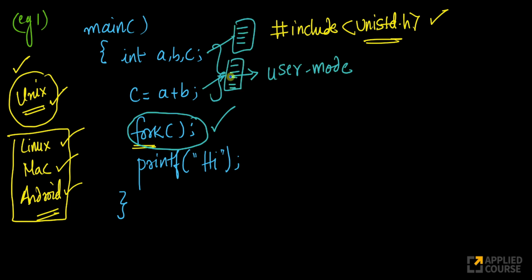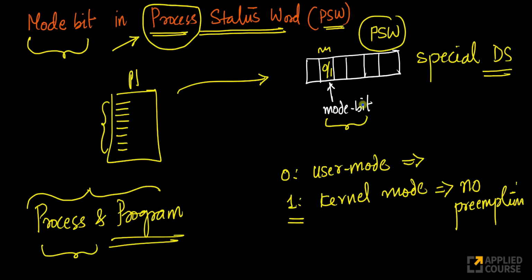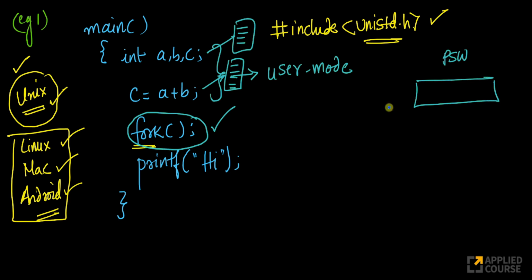While these instructions are being run, remember, this program itself has a PSW associated with it. Let's assume this is the process status word that we've just discussed, of this process. So this process itself has your mode bit. This is initially 0 because we are in the user mode, because this is a user written program. But the moment you call this function called fork, this is where things start becoming very interesting.